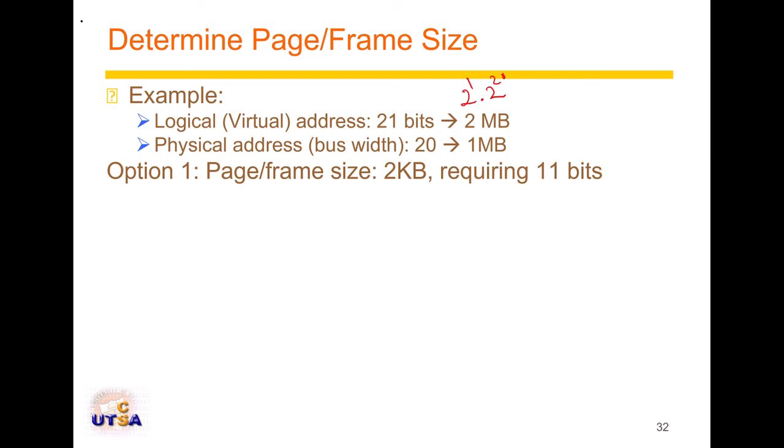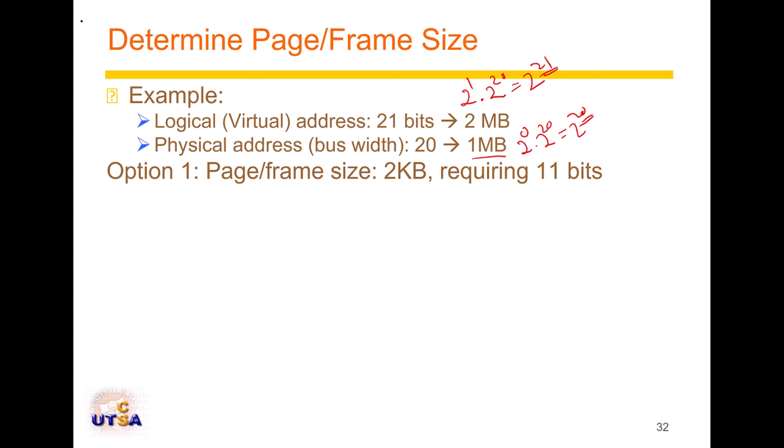Similarly, we can convert 1 megabyte to 2 to the power 0 is 1, times mega, we will have 2 to the power 20. Okay, so this is 20 bits you need to represent every byte on the physical memory, and you need 21 bits to represent every byte in the logical address space.